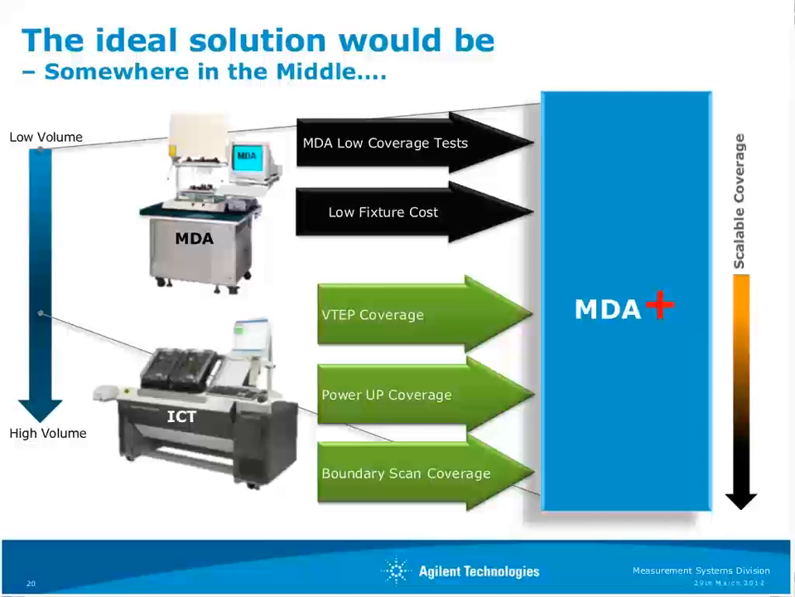The ideal solution we could look at would be somewhere in the middle, somewhere that can introduce the low fixture costs, but also provide some of the test coverage usually only enjoyed by high-end in-circuit test systems like the 3070, to give us some additional opens coverage, some options for power on, and some options for boundary scan. Typically, these are not employed on MDA. We would call this type of technique MDA+.